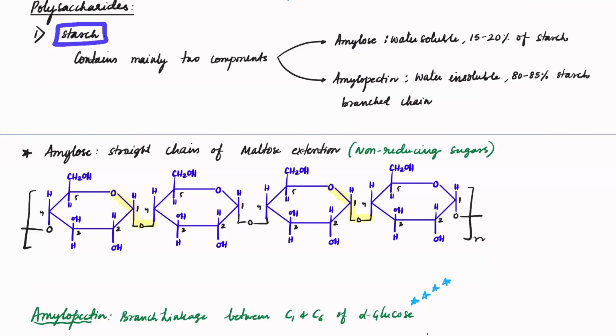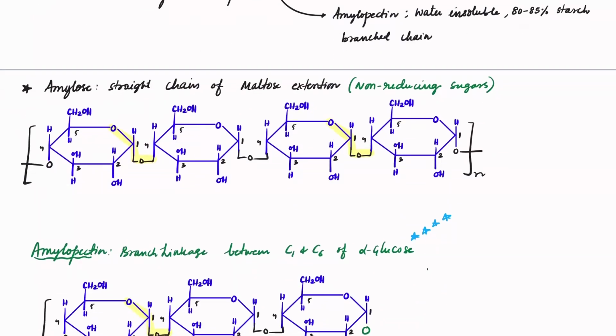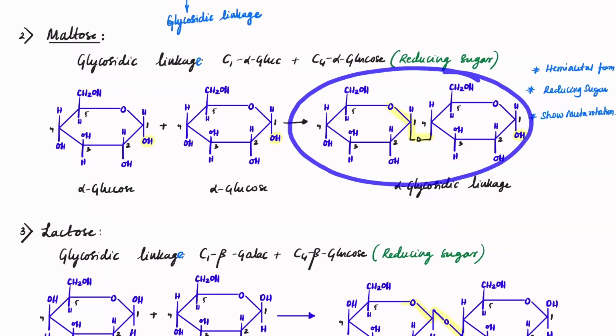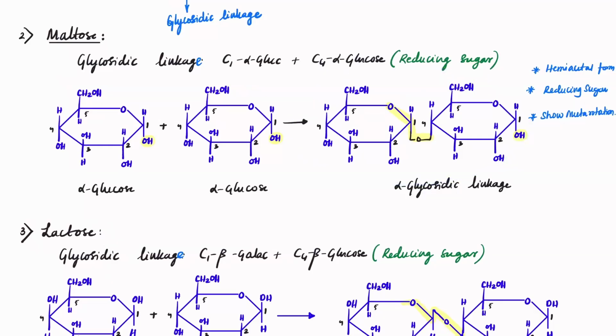If you take starch, it mainly contains two components. One is amylose, the other is amylopectin. Amylose is water soluble, and 15 to 20% of the starch is made up of amylose. Amylopectin is water insoluble, and 80 to 85% of the general starch is made out of amylopectin. What exactly is amylose? Amylose is a straight chain of maltose extension. You can see this is a maltose. Now imagine if this maltose keeps extending at the carbon 1,4 position all throughout.